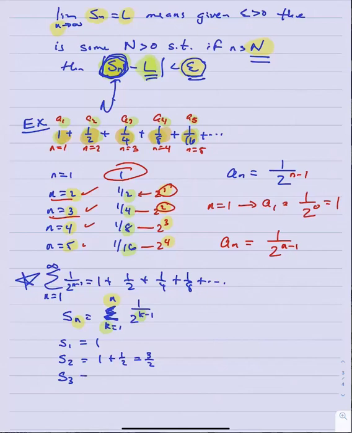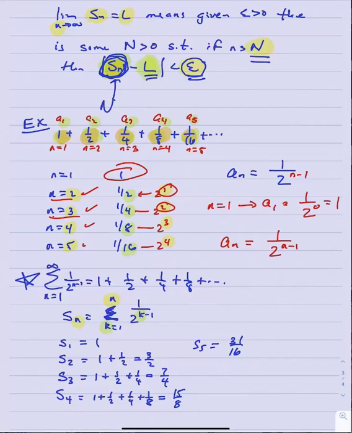What's the third partial sum? It's 1 plus 1 half plus 1 fourth, which if you add those up, you'll see that's 7 fourths. What's S sub 4? Of course, that would be 1 plus 1 half plus 1 quarter plus 1 eighth. And if you add those up, you'll see that's 15 eighths. Here, I'll throw one more in. If you check S sub 5, you'll see that's 31 over 16.